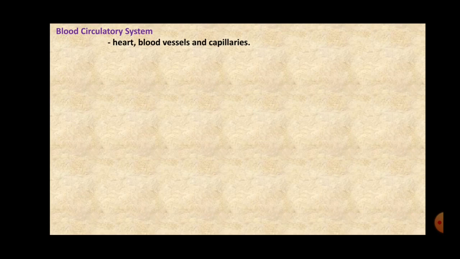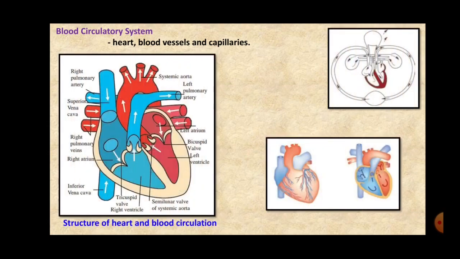Now in humans and higher animals, there is a specific independent blood circulatory system, and it consists of the heart, blood vessels and capillaries. We will study all these three in detail: the structure of the heart, function of the heart, structure of blood vessels and capillaries, and also the function of blood vessels and capillaries. So let's start with the structure and the function of the heart.